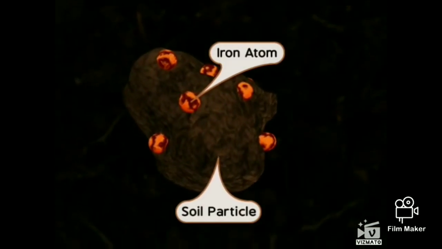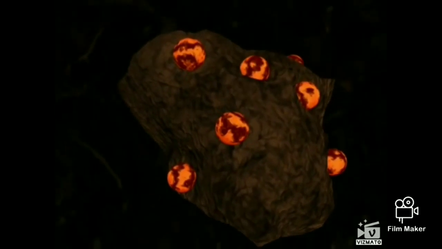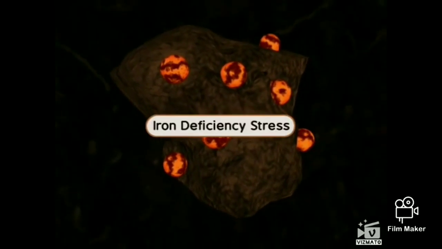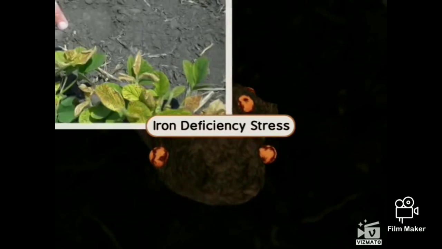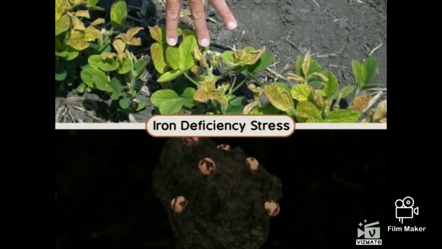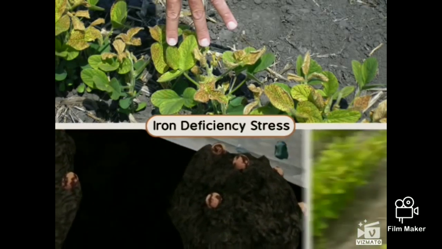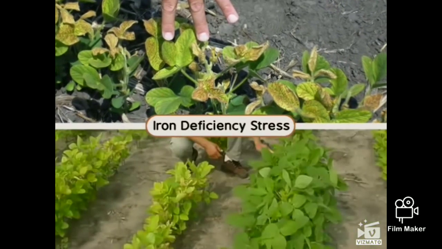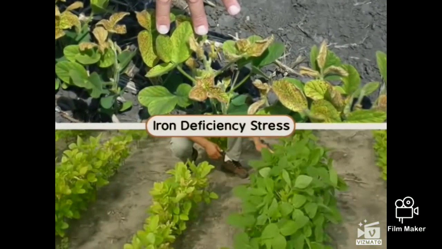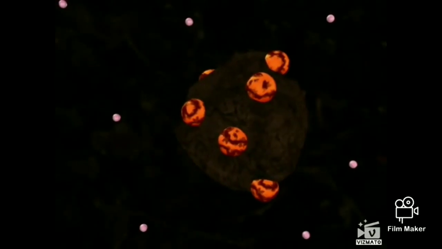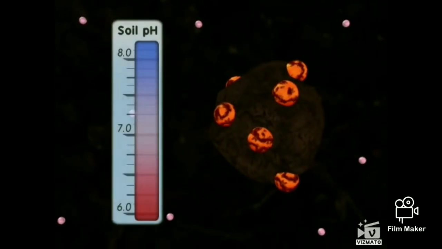Here we see iron bound to soil particles. Unless this iron is released from the particles, the plant will exhibit iron deficiency stress. Soybeans are sensitive to low iron levels, which causes the plants to exhibit yellow leaves. This yellowing of the young leaves slows plant growth and reduces yield.